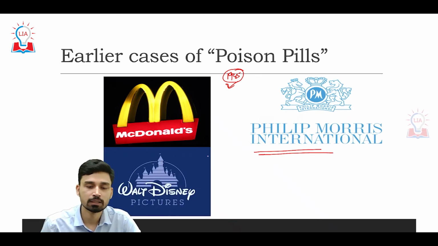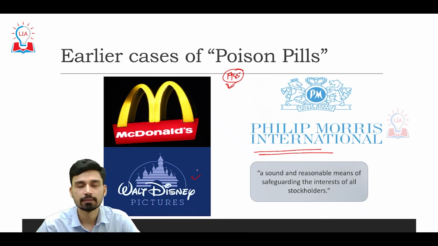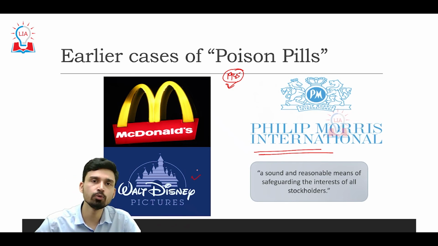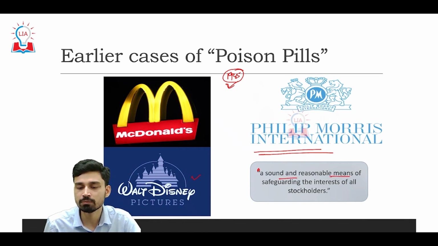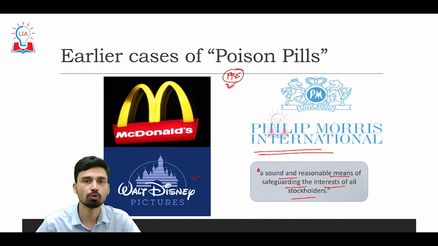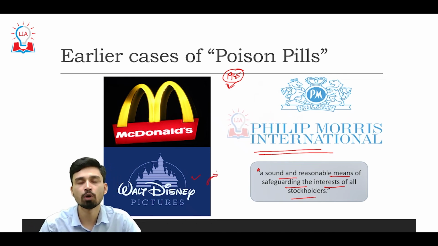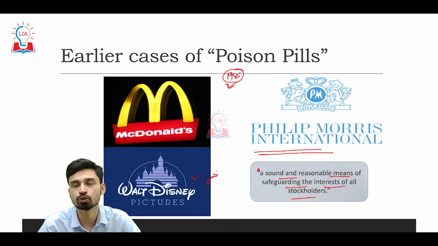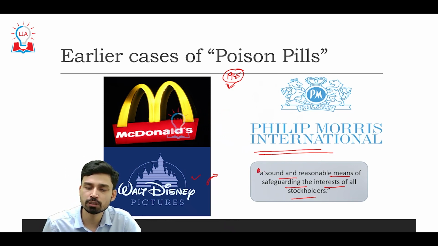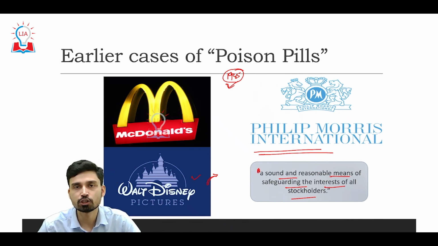Later on, Walt Disney Pictures also said that they were utilizing poison pill strategies by issuing a very large number of shares to dilute the stake of the shareholders against the acquirer, and to ensure a sound and reasonable means of safeguarding the interest of all stockholders. Again, to remind you, Walt Disney did not use the poison pill because someone was trying to do a hostile takeover of the company. It simply utilized the poison pill to safeguard the interest of its shareholders against any future hostile takeover bid.